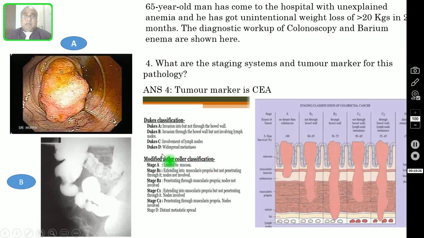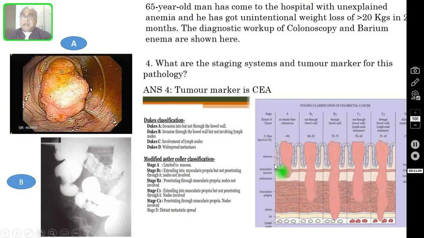Duke's D, widespread metastasis. So the modified Astler-Coller, it has got stage A, stage B is B1 and B2, stage C also C1 and C2, and then the stage D. So stage A, the tumor is limited to the mucosa. Stage B1, it is extending into the muscularis propria but not penetrating through it. Nodes are not involved. You can see it.